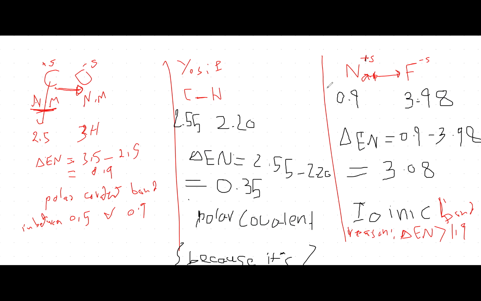And you are making it 0.05, which is acceptable. You are not making it 0.5, you are making it 0.05. Okay? So it's still small. But I want to be sure this is a polar covalent bond.